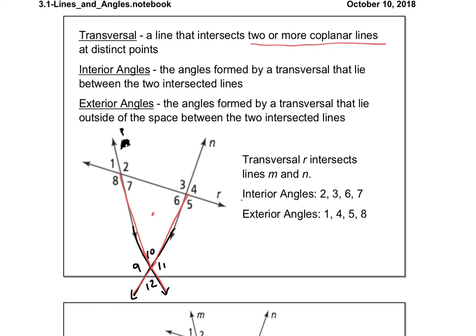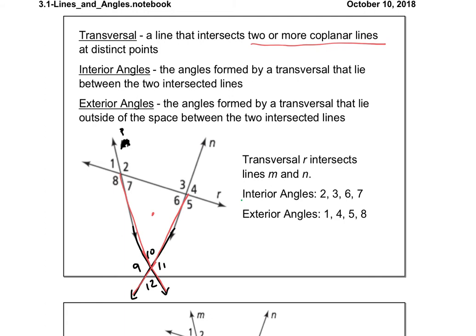Okay, so as long as a line intersects 2 or more other lines, it is called, or can be called, a transversal. Now moving forward, it is very important to keep an eye on what your transversal is. That's going to give you a lot of information, and it just helps orient you in the problems. Okay, so always remember which one is your transversal.